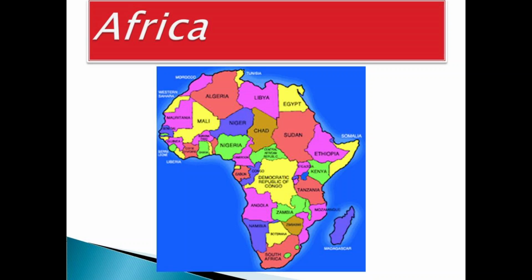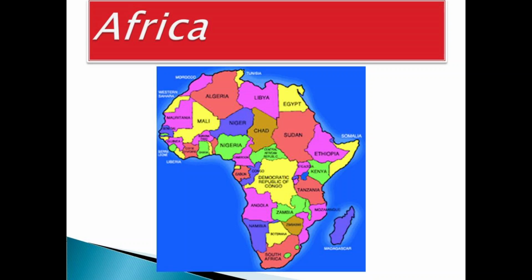Africa is the world's second largest and second most populous continent after Asia. It stretches from 37 degrees north to 35 degrees south latitude and 20 degrees west to 52 degrees east longitude, at about 30.2 million square kilometers, including adjacent islands. It covers 6% of the Earth's total surface area and 20.4% of total land area.